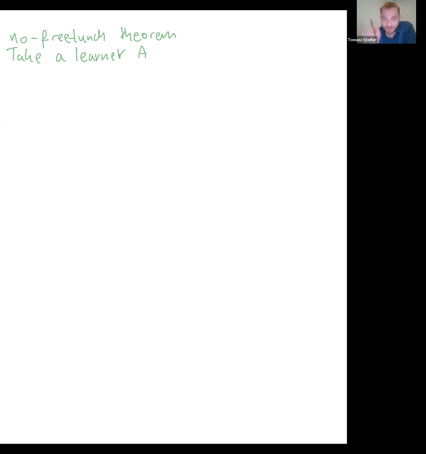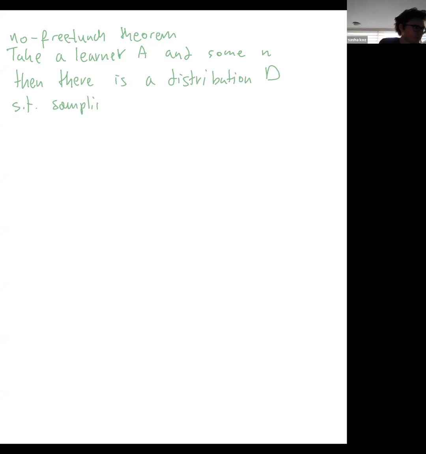Okay. Let me write the theorem that Sasha was advertising, the proof. If we take a learner and some natural number n, then there is a distribution D such that, sampling S of size 2n, we have that we are making a big error with big probability on this sample.